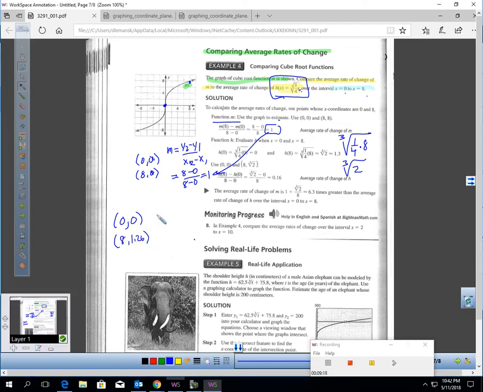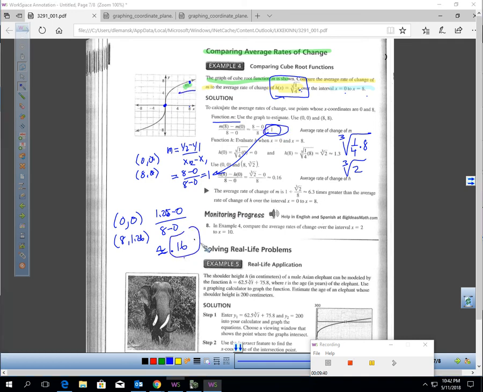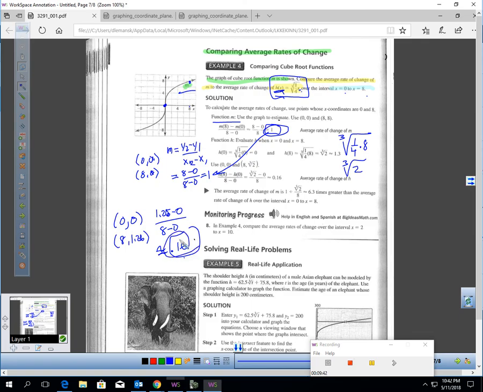Okay, let's get our slope. 1.26 minus 0, those are my y's, and 8 minus 0 for my x's. 1.26 divided by 8, I'm just doing it in my calculator, I'm getting about 0.16. So the rate of change for graph M is 1, and the rate of change for h of x is 0.16. Obviously, M is much greater.